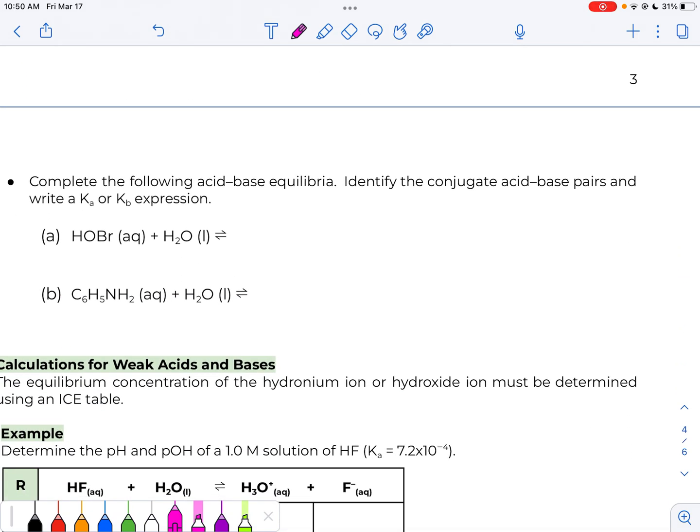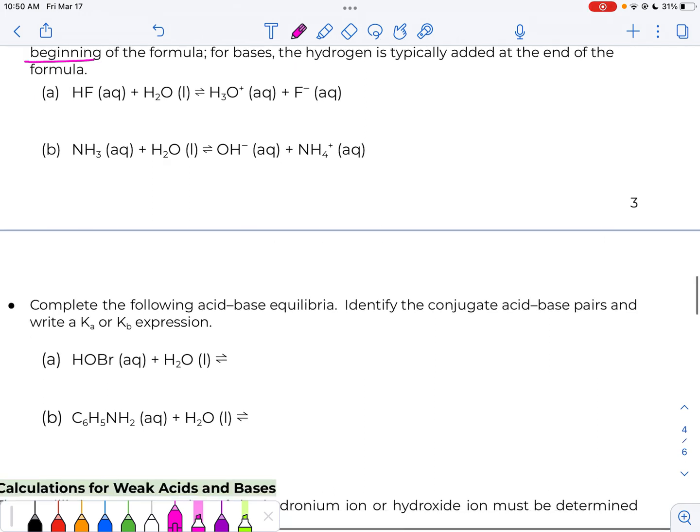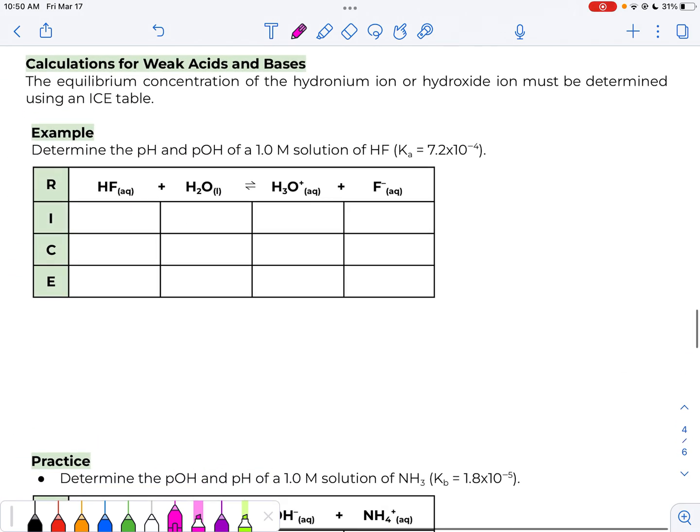And then on the next page, you have extra practice problems where you're predicting products and then also writing Ka, Kb, and finding conjugate acid-base pairs. So do those 4 practice problems, check the answer key, come on back. Yay!